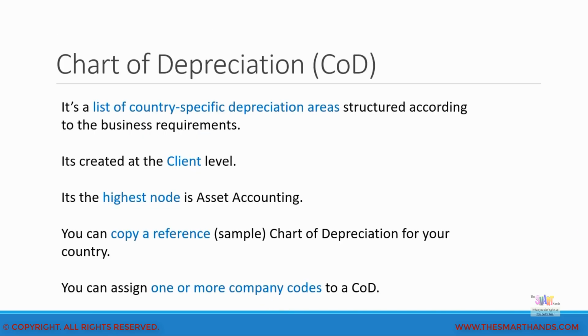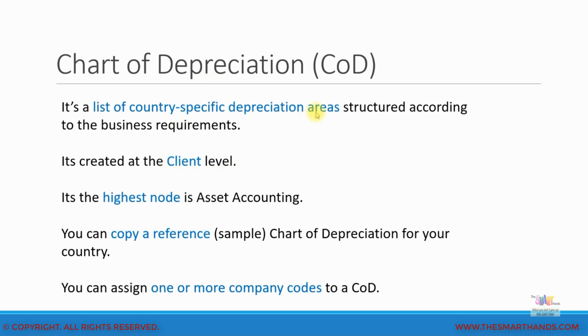In general ledger accounting, we came across the terminology chart of accounts. This chart of accounts consists of the list of general ledger accounts used in the organization. Similarly, for fixed asset accounting, we have the chart of depreciation. It's a list of country-specific depreciation areas and is structured according to the business requirements. This chart of depreciation is at the client level.